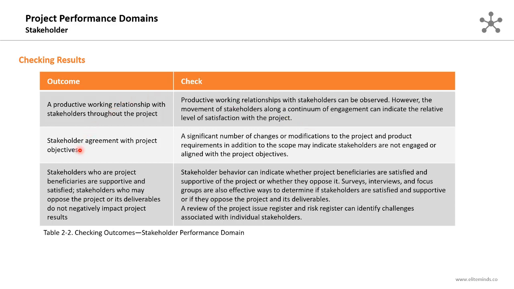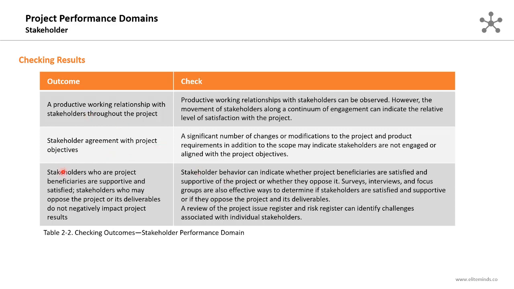The second outcome is stakeholder agreement with project objectives. A significant number of changes or modifications to the project and product requirements, in addition to the scope, may indicate stakeholders are not engaged or aligned with the project objectives. So we can simply check this outcome with the number of changes that occur to the project and the requirements.